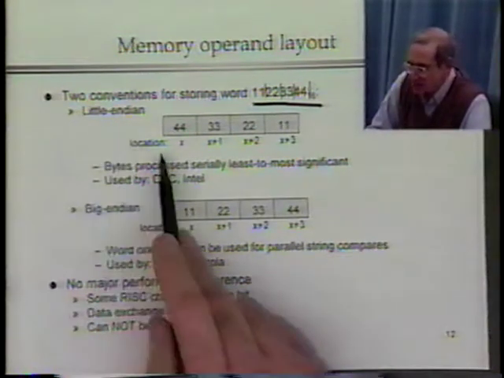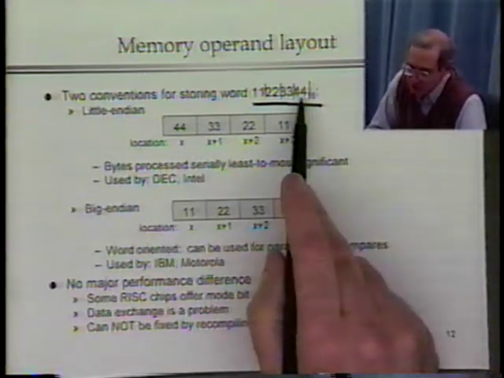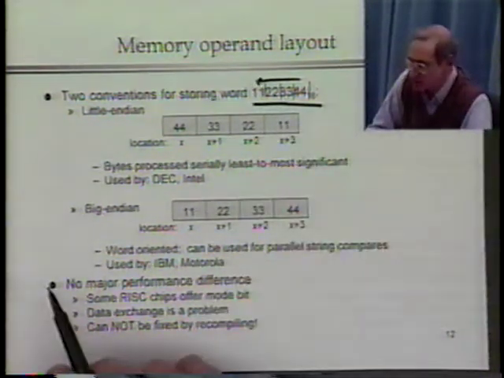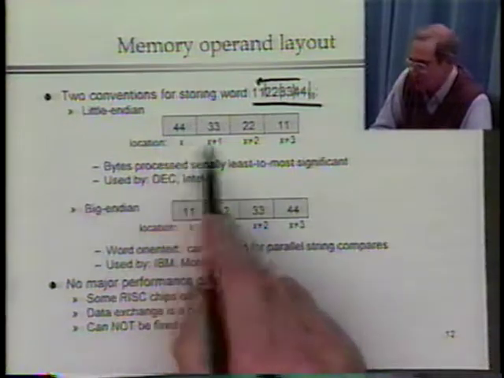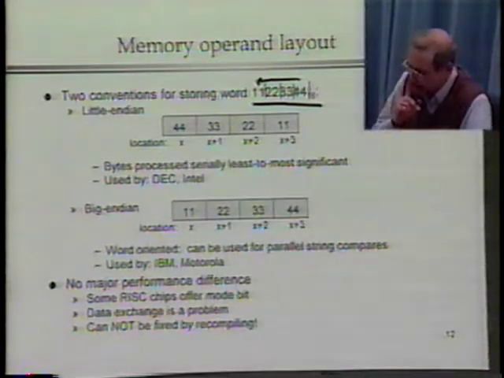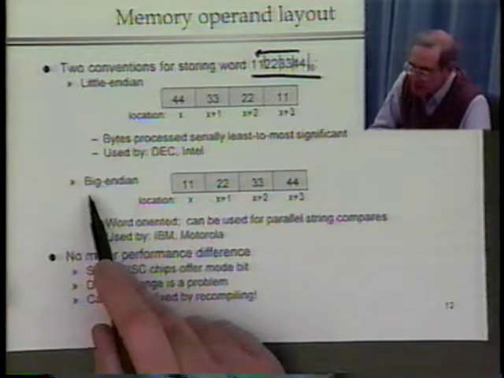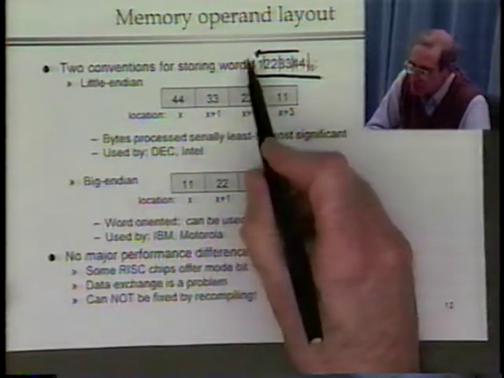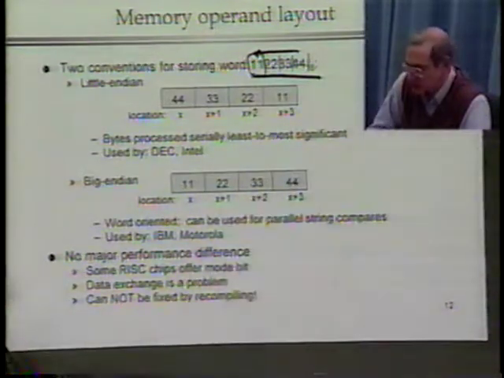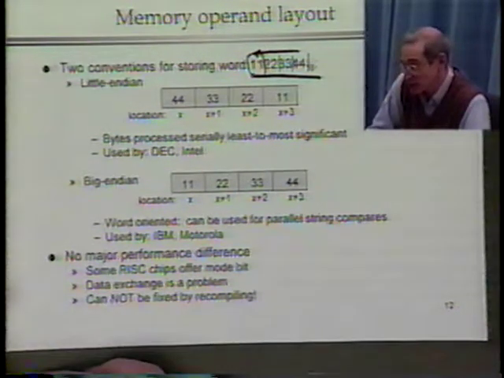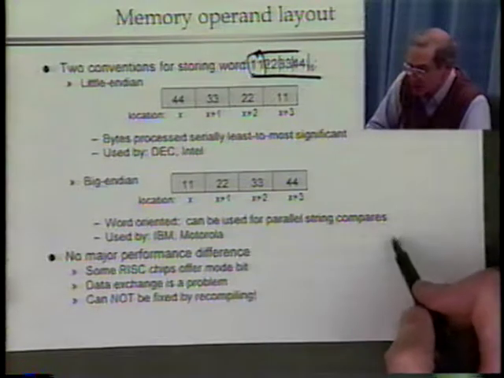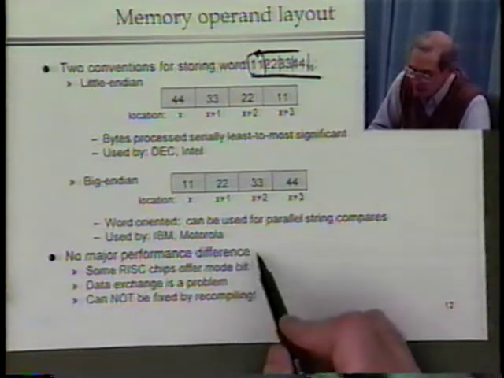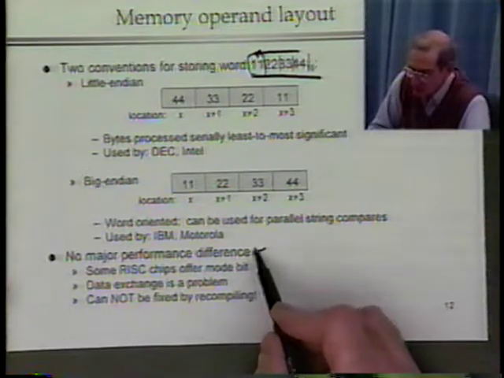Well, little endian stores the littlest end of the word first, and then ever-increasing bytes of the word in that direction. So location x has 44, x plus 1, 33, and so forth. The big endian convention does exactly the opposite. The first byte is the first most significant byte of the word, and they decrease from there. It really doesn't make any difference. Unfortunately, both conventions have been used by popular machines. It doesn't have much of a performance effect.